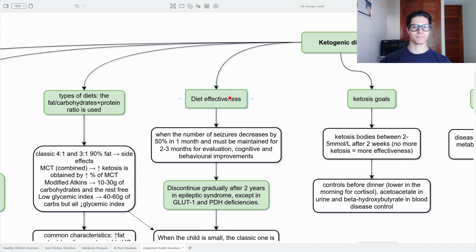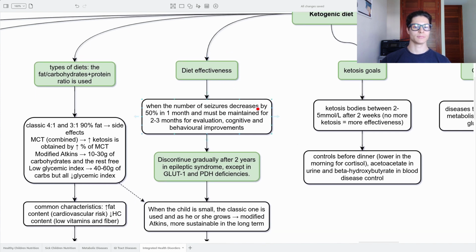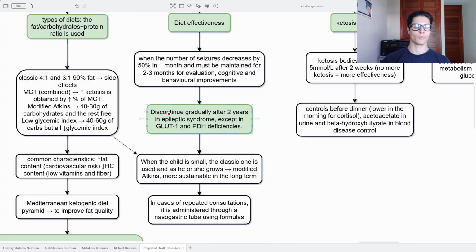Diet effectiveness. So when talking about epilepsy, when the number of seizures decreases by 50% in 1 month, we consider it effective, but it must be maintained for 2 to 3 months for the evaluation. And also when there is a cognitive and behavioral improvement, we can say that the diet was effective. We have to discontinue gradually after 2 years in epileptic syndrome, but we have to continue using that diet in the GLUT1 deficiency and the pyruvate dehydrogenase deficiency.